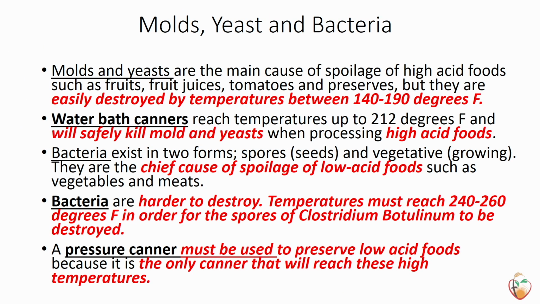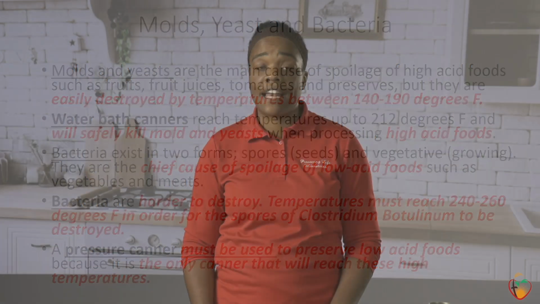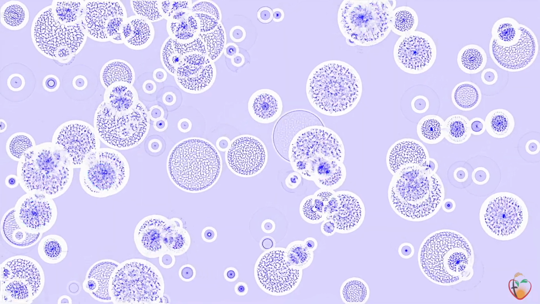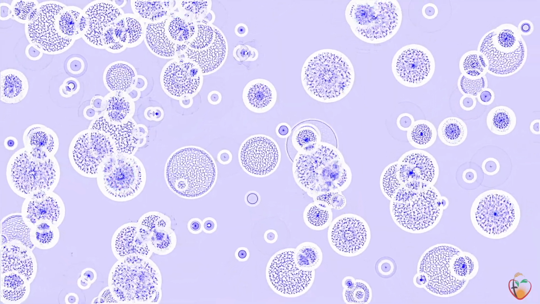Molds and yeast are the main cause of spoilage of high-acid foods, such as fruits, fruit juices, tomatoes, and preserves, but they are easily destroyed by temperatures between 140 and 190 degrees Fahrenheit. Water bath canners reach temperatures of 212 degrees Fahrenheit and will safely kill mold and yeast when processing high-acid foods. Bacteria exist in two forms, spores or seeds and vegetative or growing.